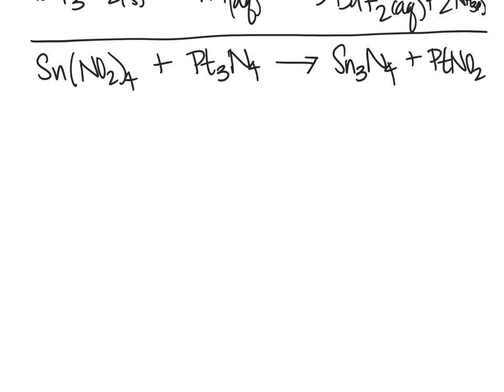Oops, typo, hang tight. Forgot some parentheses. So with our parentheses, we have Pt(NO2)4. Why don't you guys try balancing this equation? So pause and try it.